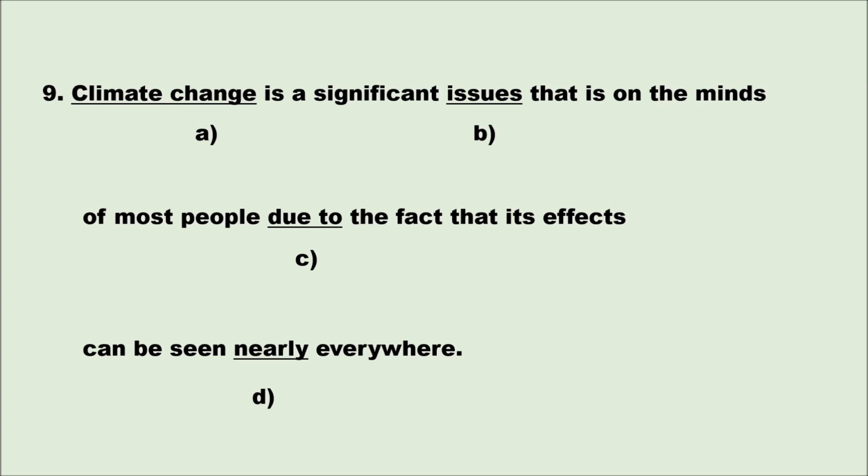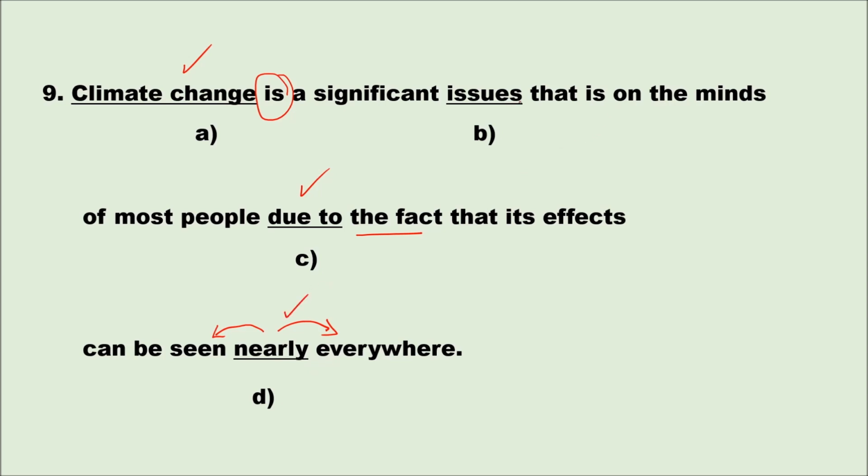Number 9. Climate change is a significant issue that is on the minds of most people due to the fact that its effects can be seen nearly everywhere. What is our first clue that can help us solve A? It's. Is. Is singular or plural? Singular. Yes, it is singular, and so therefore the subject must be singular. Climate change is considered singular because it's uncountable. Next, let's move to C, due to. What should come after due to? A noun. A noun, and we have a noun, the fact that. Due to is correct. Let's go to D. Nearly means almost, not close to. And it means almost everywhere. This one is correct.